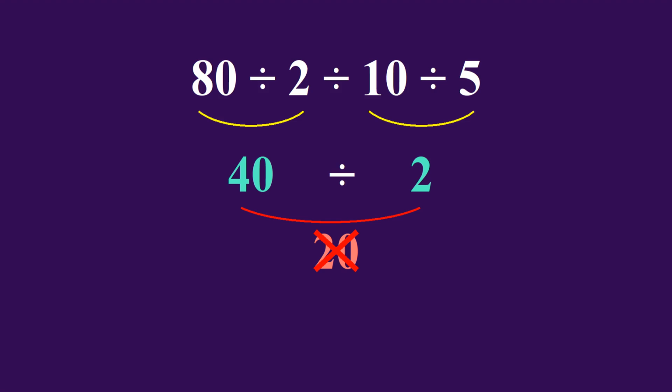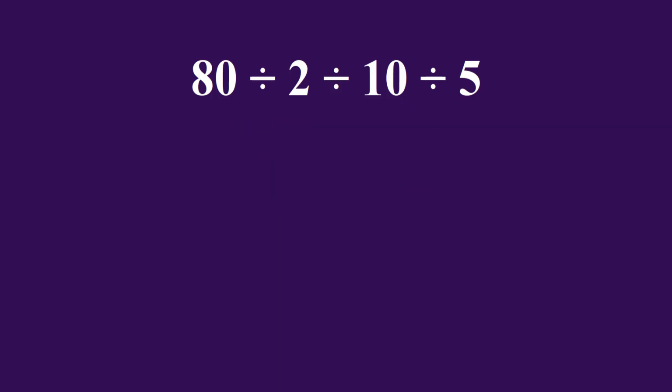So here first we have to do this division, then this division, and finally this division. If we do this division before this division, it's wrong. So first we have to do this division. 80 divided by 2 gives us 40. So 40 divided by 10 divided by 5.